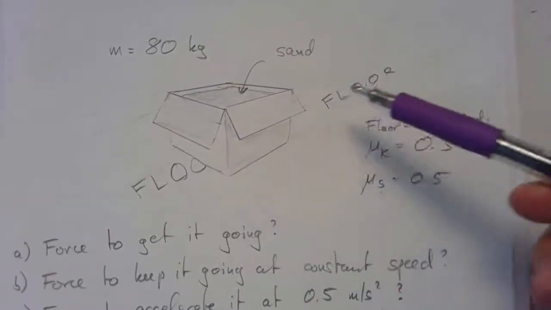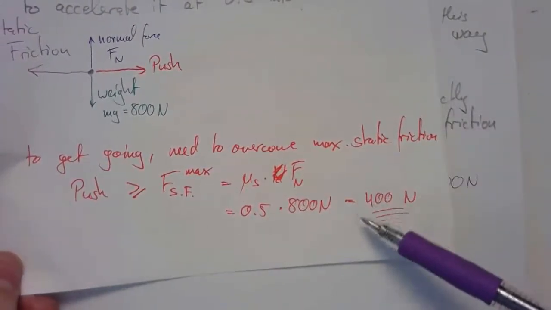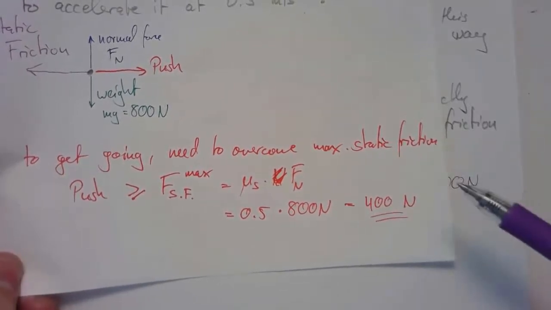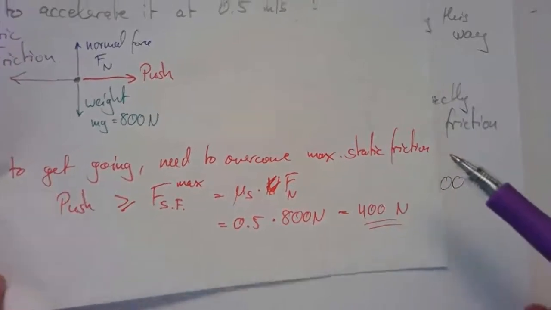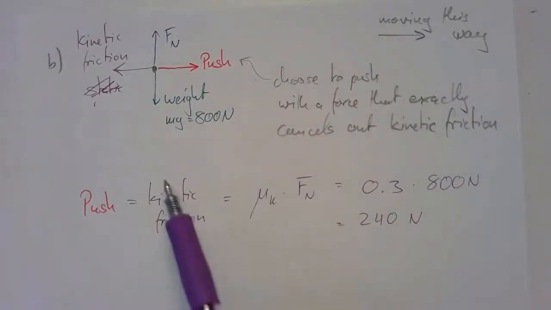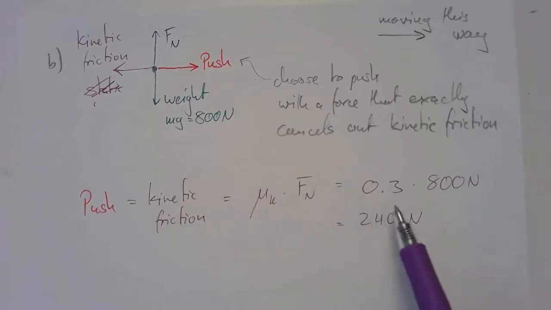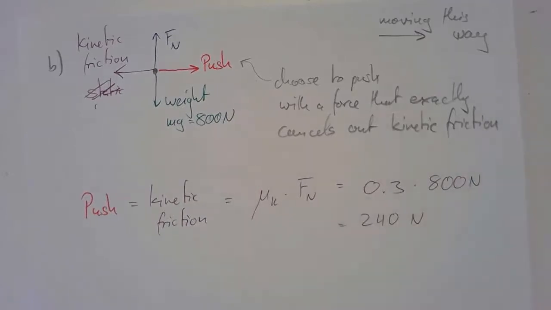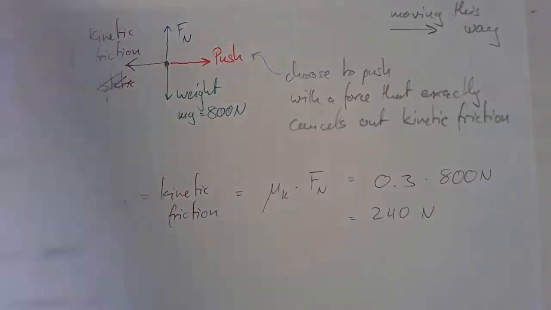The instant it starts moving, the instant you're pushing hard enough, well, because the moment you push with 400 newtons or 401 newtons, you break the static friction, right? You reach the maximum. That means the box is moving, so it immediately switches to kinetic friction, which is 240 newtons, which means right now you're pushing with 400, but friction is only 240, and so suddenly you're sort of over-pushing by a lot, and that'll make it accelerate, and that's the lurch forward. That's actually part C, right?